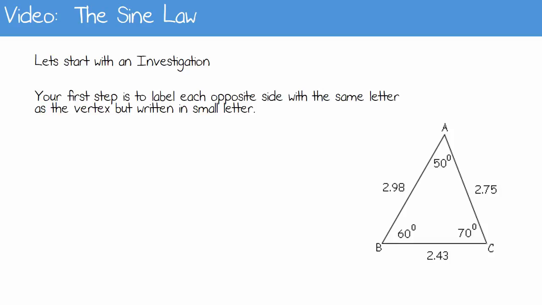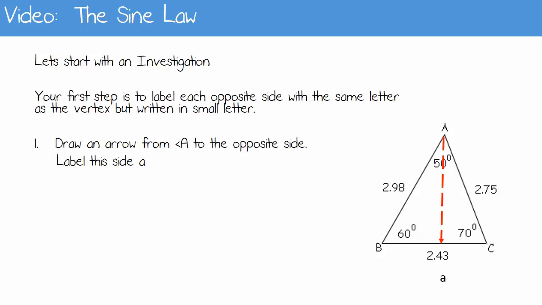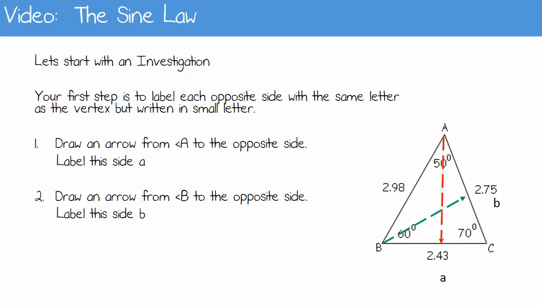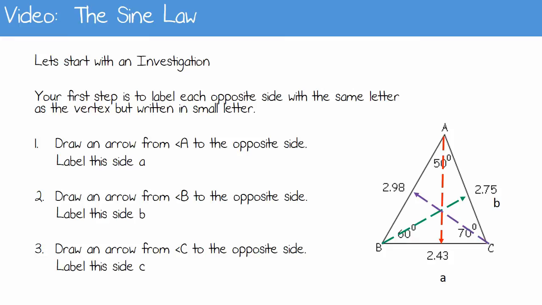Your first step is to label each opposite side with the same letter as the vertex, but written in lowercase, which is a small letter. Draw an arrow from angle A to the opposite side. Label this side a. Draw an arrow from angle B to the opposite side. Label this side b. Draw an arrow from angle C to the opposite side. Label this side c.